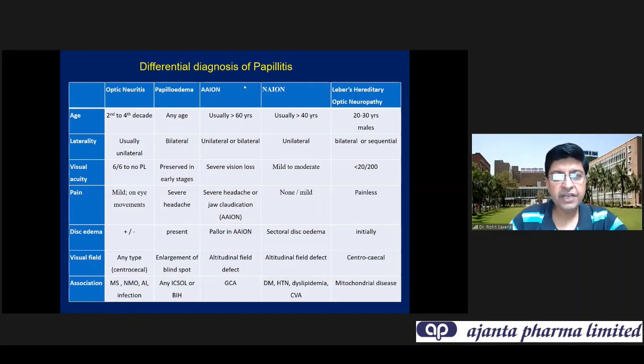The broad differential diagnosis of papillitis or a disc edema, unilateral disc edema, would be a papilledema, asymmetric, or sometimes optic neuritis may also be bilateral, an arteritic ischemic optic neuropathy, a non-arteritic ischemic optic neuropathy, and a Leber's hereditary optic neuropathy. We'll just run through gross differences in these differentials that we'll see, and we'll go on to see some images of the same.